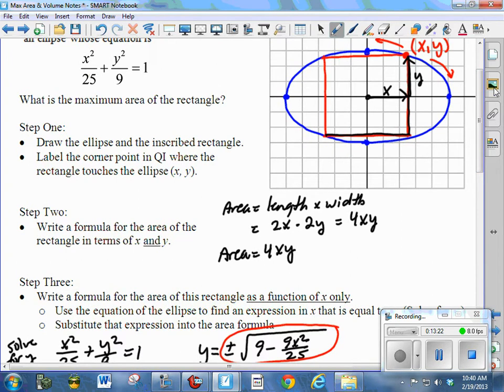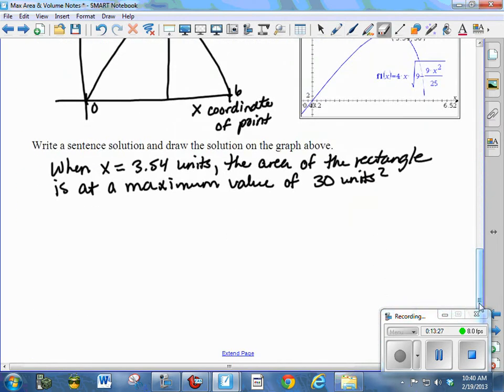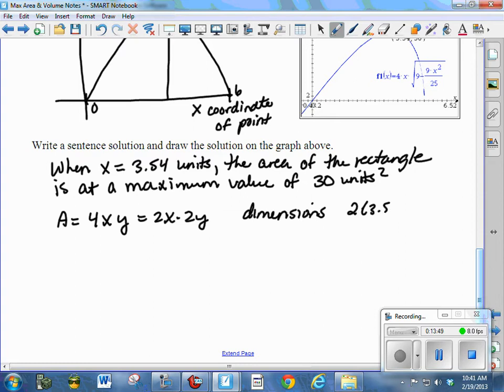Well, since the area is 4xy, so the area is equal to 4xy, or 2x times 2y. We know that the dimensions are going to be 2 times 3.54. Let me get that quickly. 2 times 2.54, 5.08.